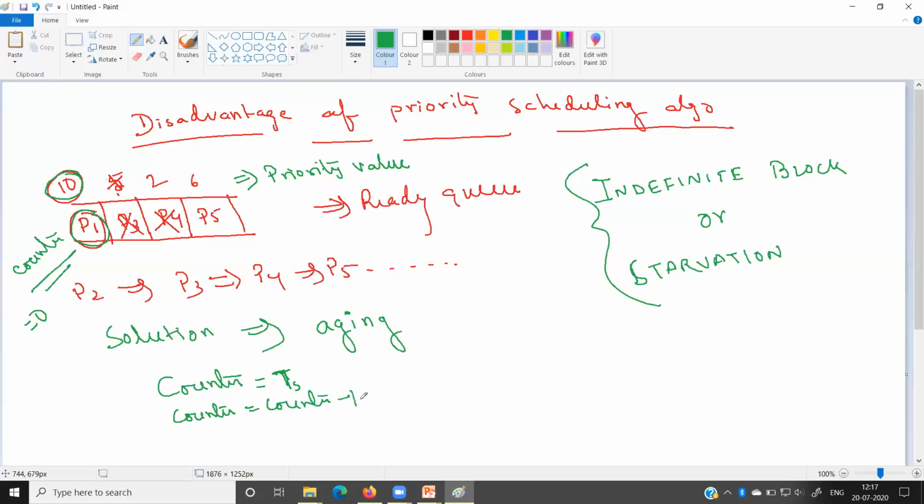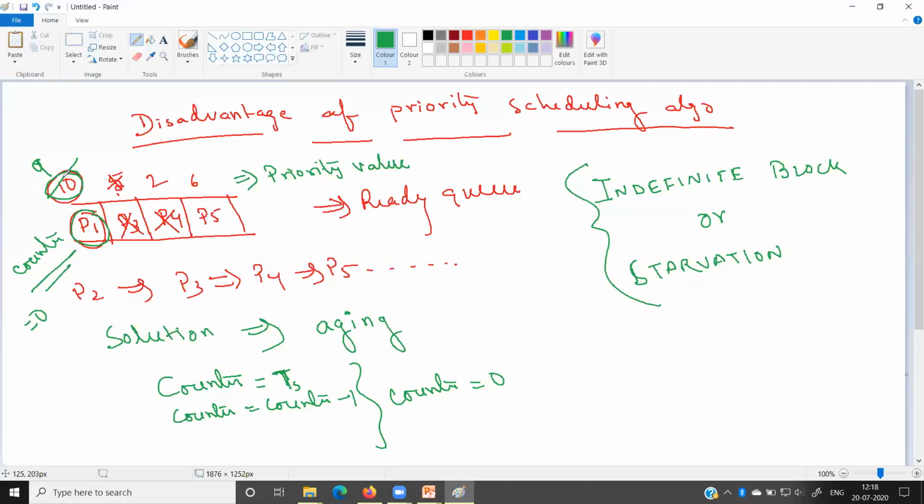So the counter value will be decremented, or if it is assigned 0, then in that case it will be gradually incremented to some other value. Now, if we consider that this timestamp is TS, the counter will be decremented by 1. And when the counter value reaches 0, what will happen? The priority of that process will be decreased by 1. So the priority value for the process P1 will be decreased by 1, and now it will become 9.